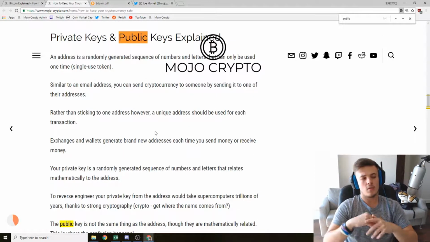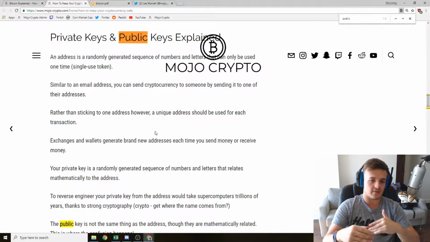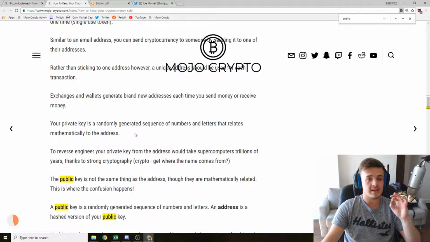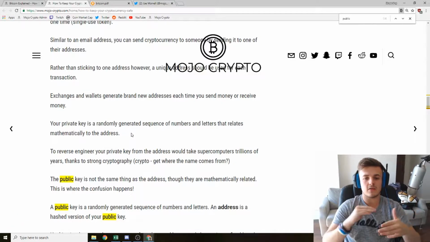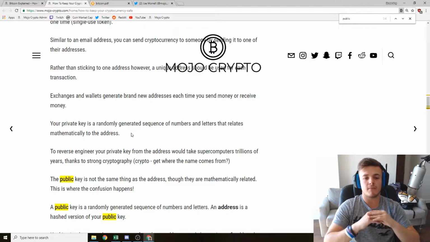Rather than sticking to one address, a unique address is used for each transaction if you want to be safe. Exchanges and wallets that you use for moving Bitcoin about generate a brand new address each time you send or receive money. Your private key is generated from a random sequence of numbers and letters that's mathematically related to the address.